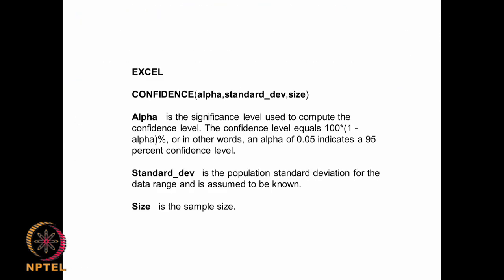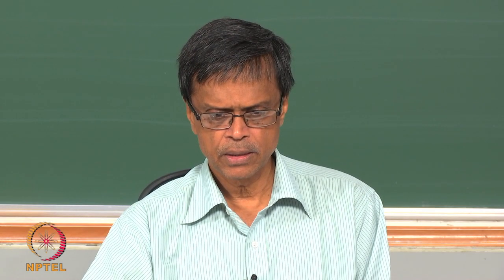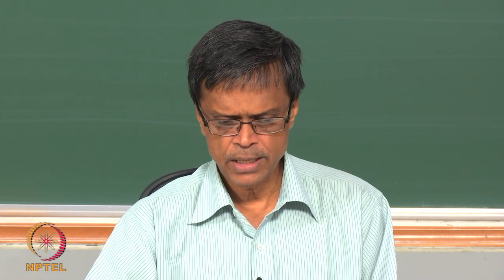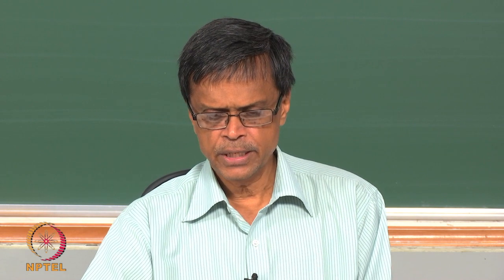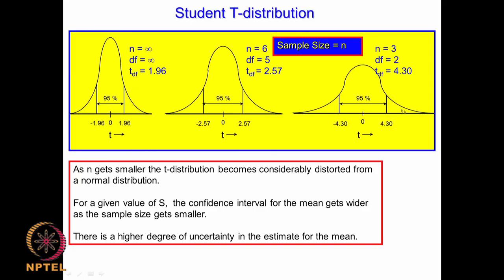Do you understand? So we go back again to the T distribution. When the data points are fewer, it will have a very long tail. As you can see, as the data points increase, the tail goes down, which means we get more confidence in estimating the population mean when I have more data points.